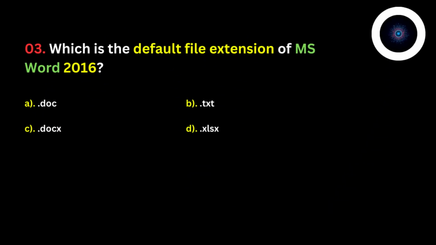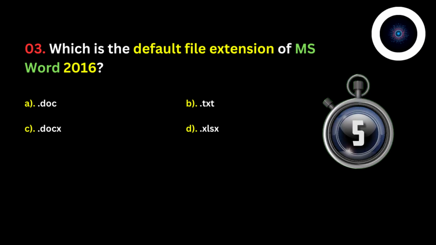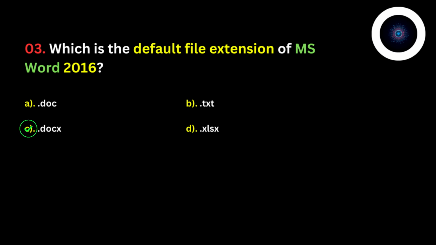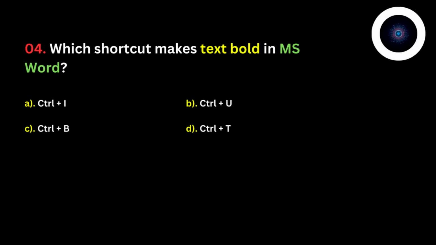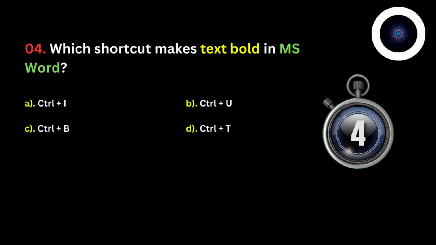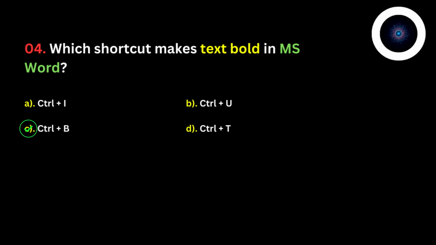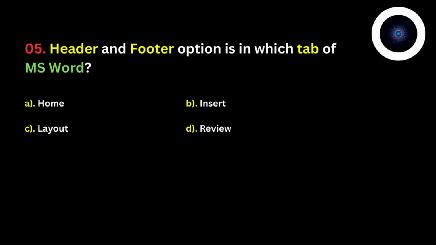Question number 3. Which is the default file extension of MS Word 2016? Correct answer is .docx. Question number 4. Which shortcut makes text bold in MS Word? Correct answer is Ctrl+B.